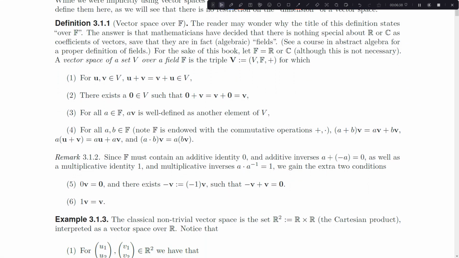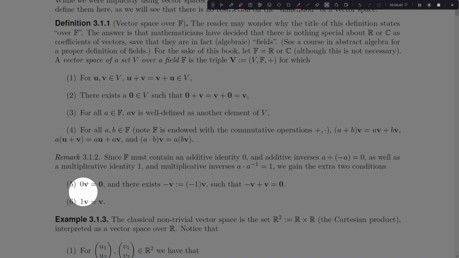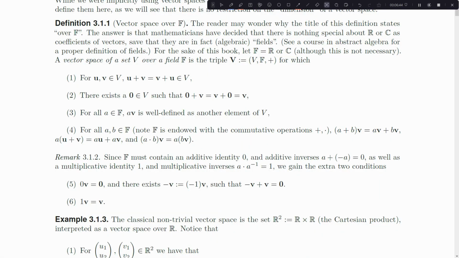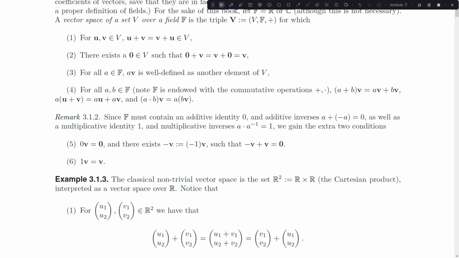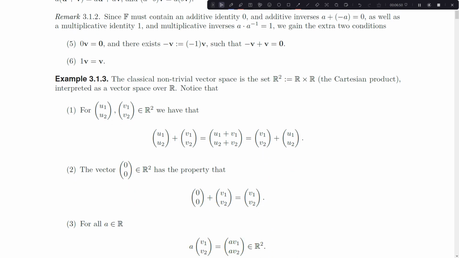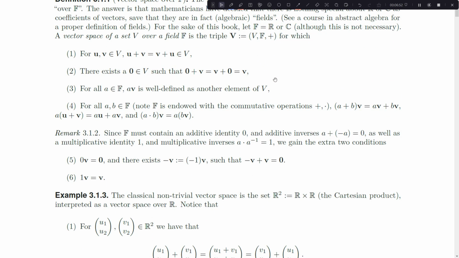There are some extra properties that it technically needs to satisfy, but these are gained from F being a field. So that's nice to know. And then I've presented us with our classic example of R2. And let's just verify that R2 does satisfy the 4 axioms.